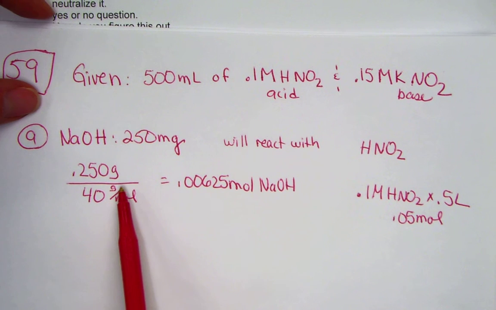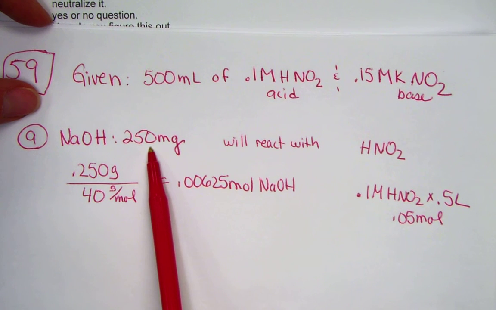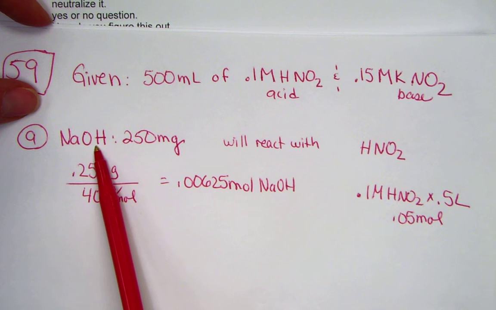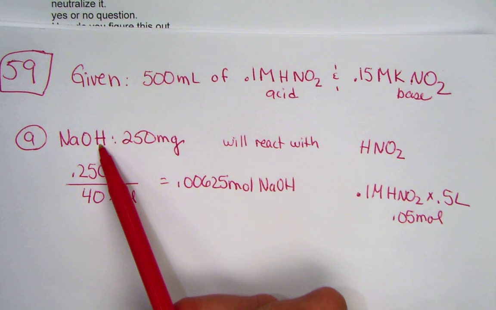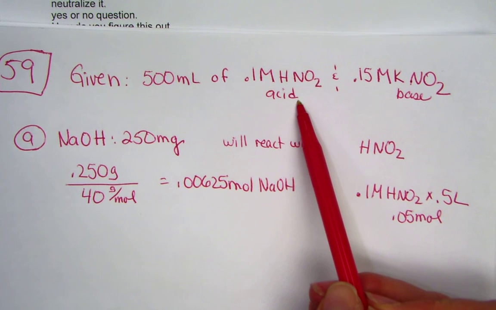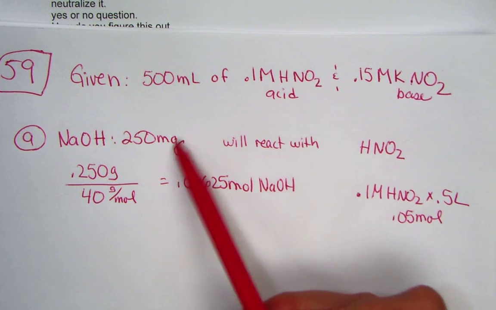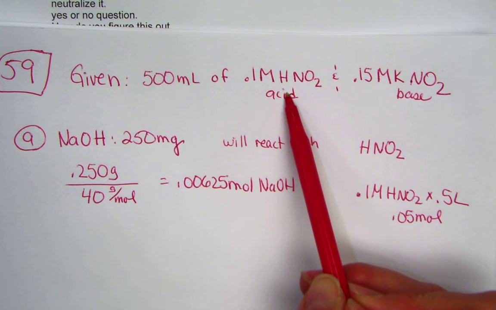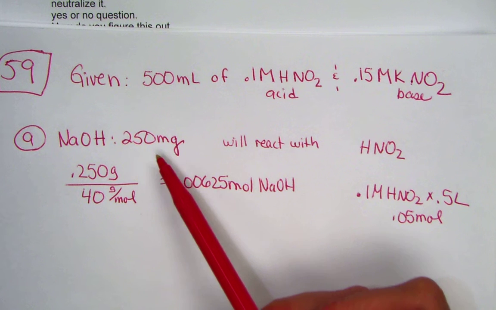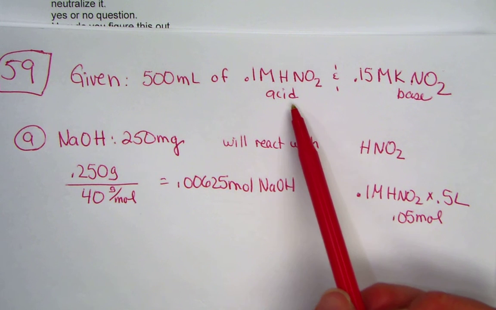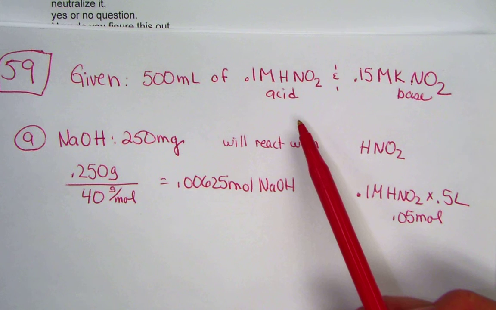We're asked in the letter A, if I added 250 milligrams of strong base sodium hydroxide, will I have exceeded the buffering capacity? Well, a strong base sodium hydroxide is going to consume the acid from the buffering. Base will react with acid. What we want to know is, in mole numbers, do we have enough base and acid in terms of capacity?